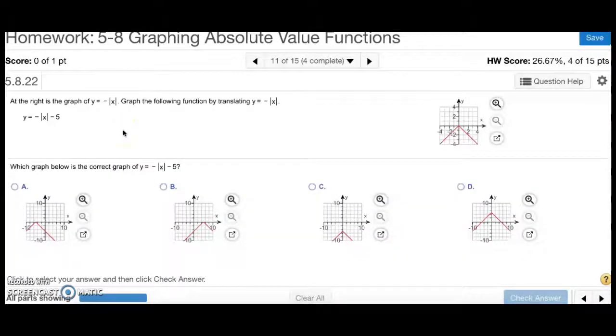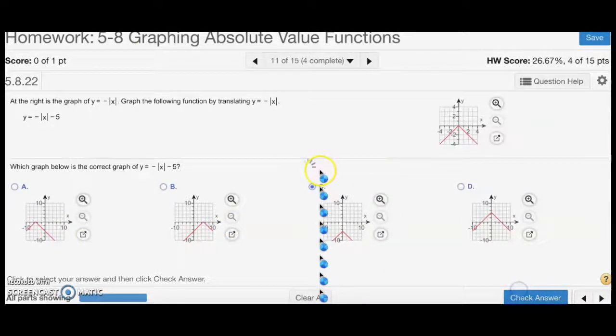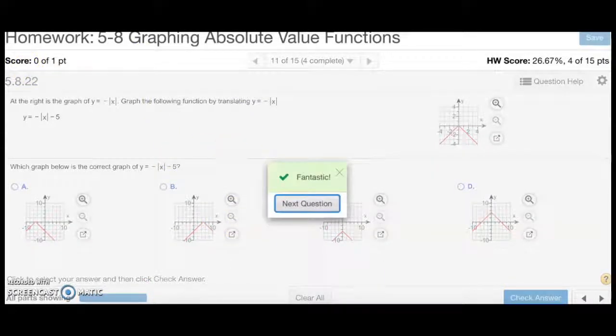At the right is the graph of y equals negative absolute value of x. Graph the following function by translating y equals negative absolute value of x. First thing we notice is that the negative in the front flips it upside down. Now, negative 5 on the outside means you're shifting it down 5, so that means it has to be C. All the others are shifting it other places. And that's the answer for number 11.